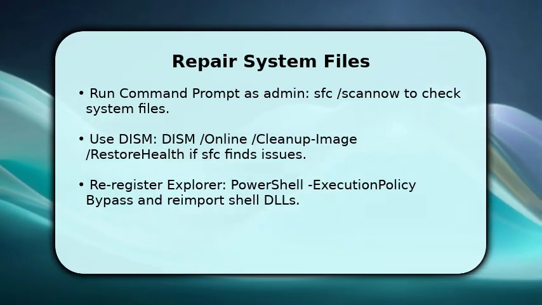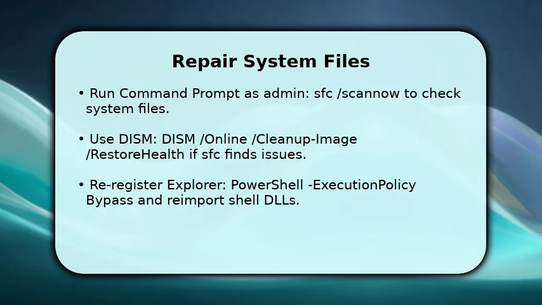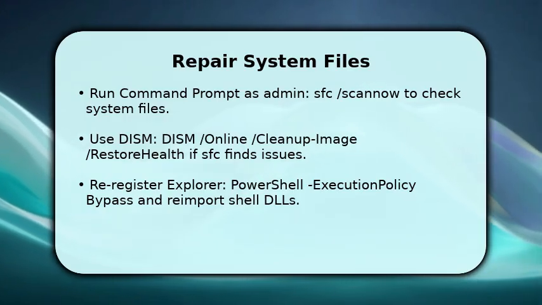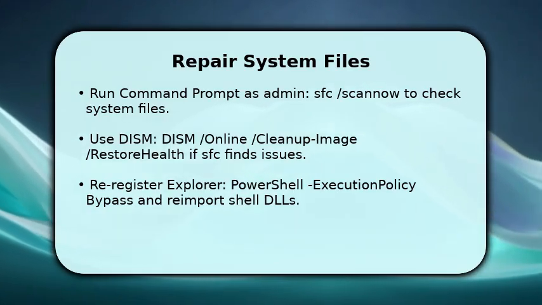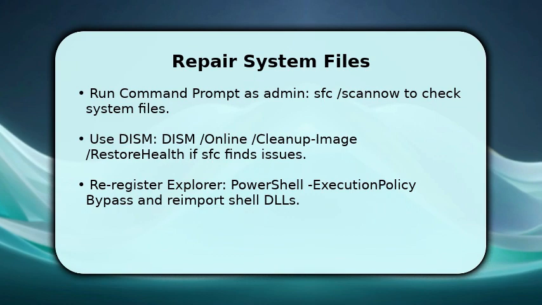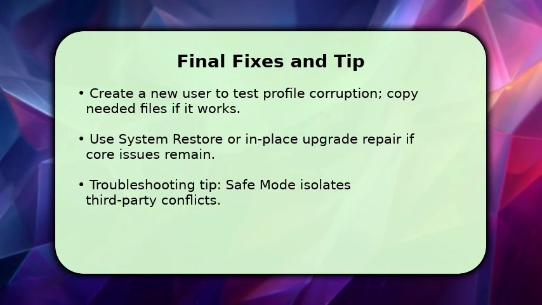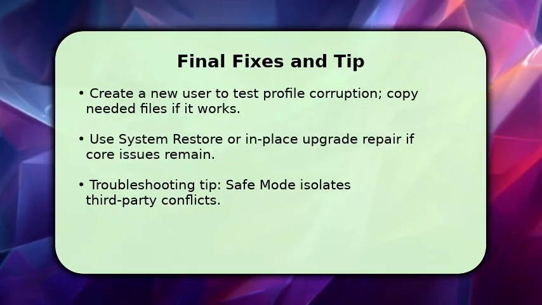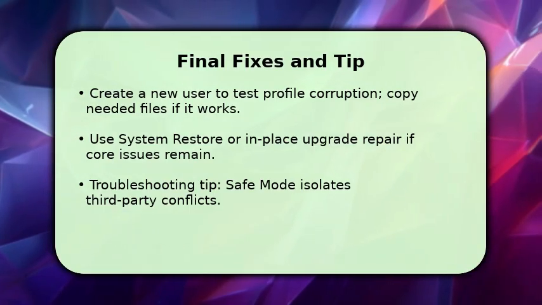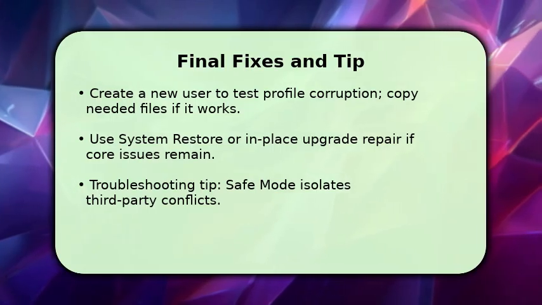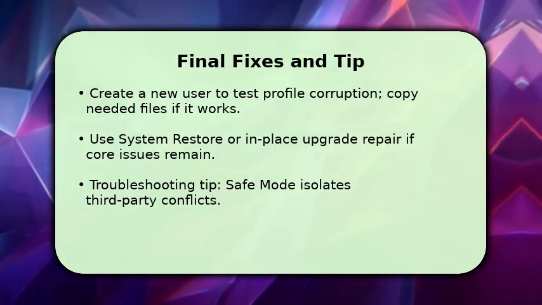Once those finish, open PowerShell as admin and re-register shell components or run registry fixes that restore default handlers. These steps fix missing content. Now finalize. Create a new local administrator account and sign in to see if Explorer works. Profile corruption often causes failures, and moving data to a new profile is quick if it works.